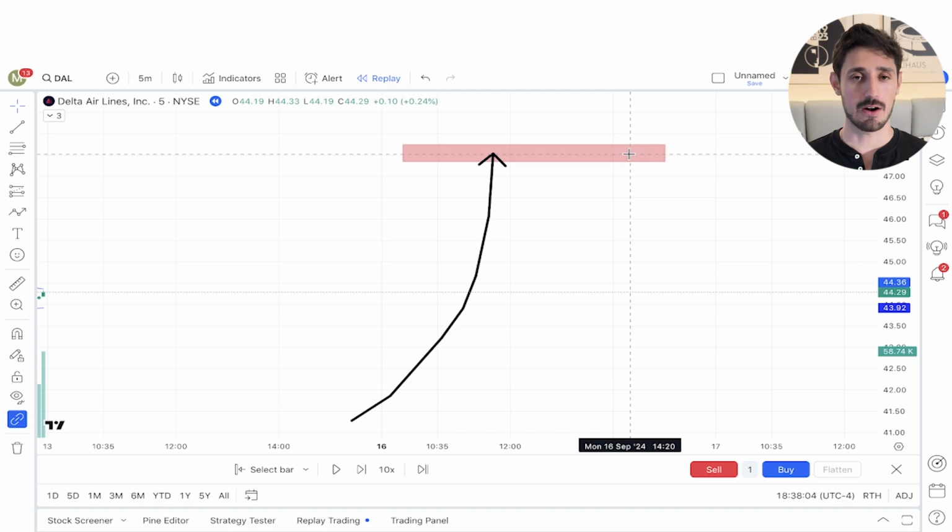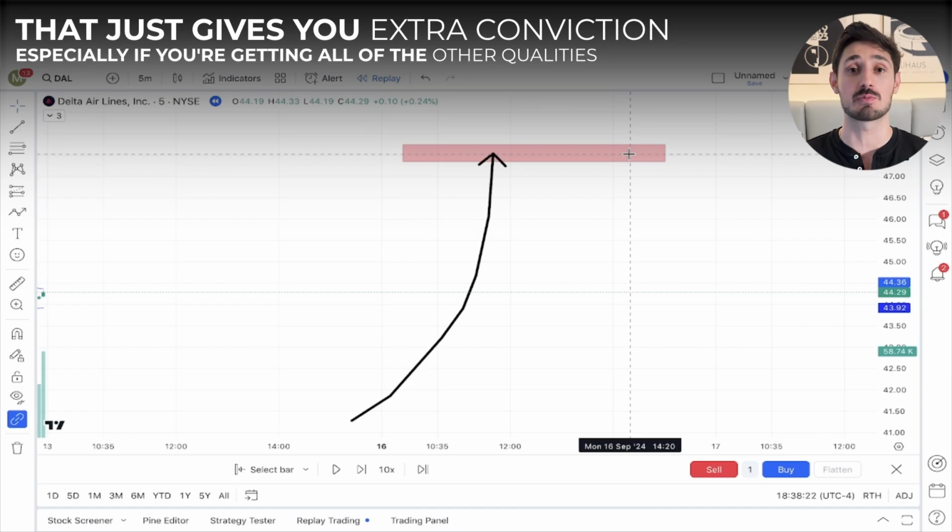A resistance area is an area where sellers have previously took prices lower. Sellers have previously sold. So if you see a huge move up, an exhaustion move to the upside, a climactic move up into resistance, that just gives you extra conviction, especially if you're getting all of the other qualities that we talked about.